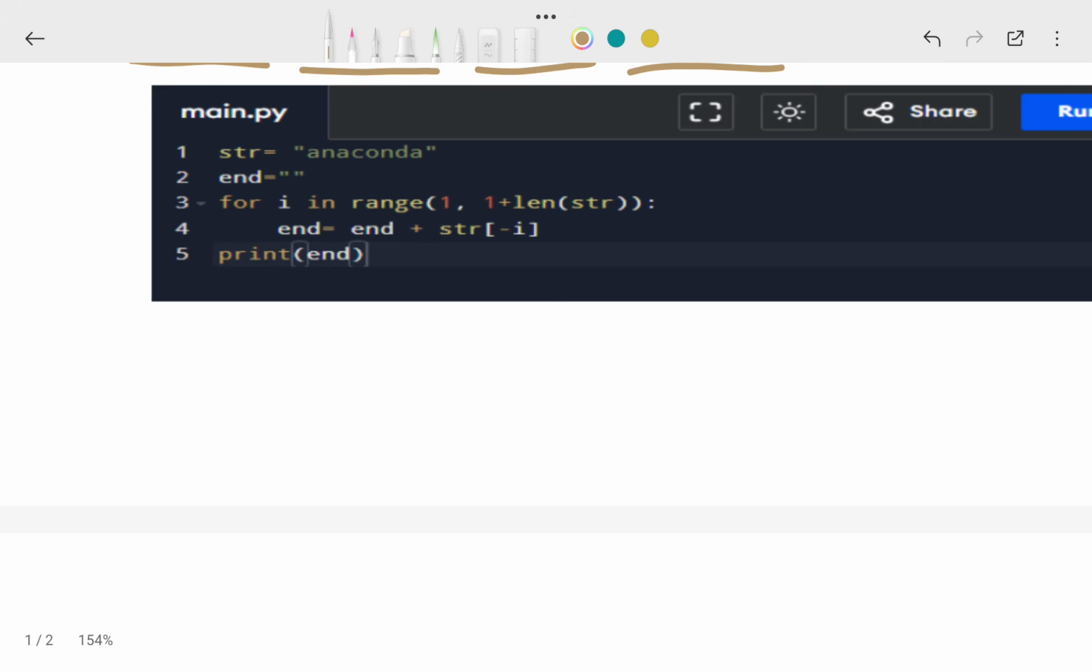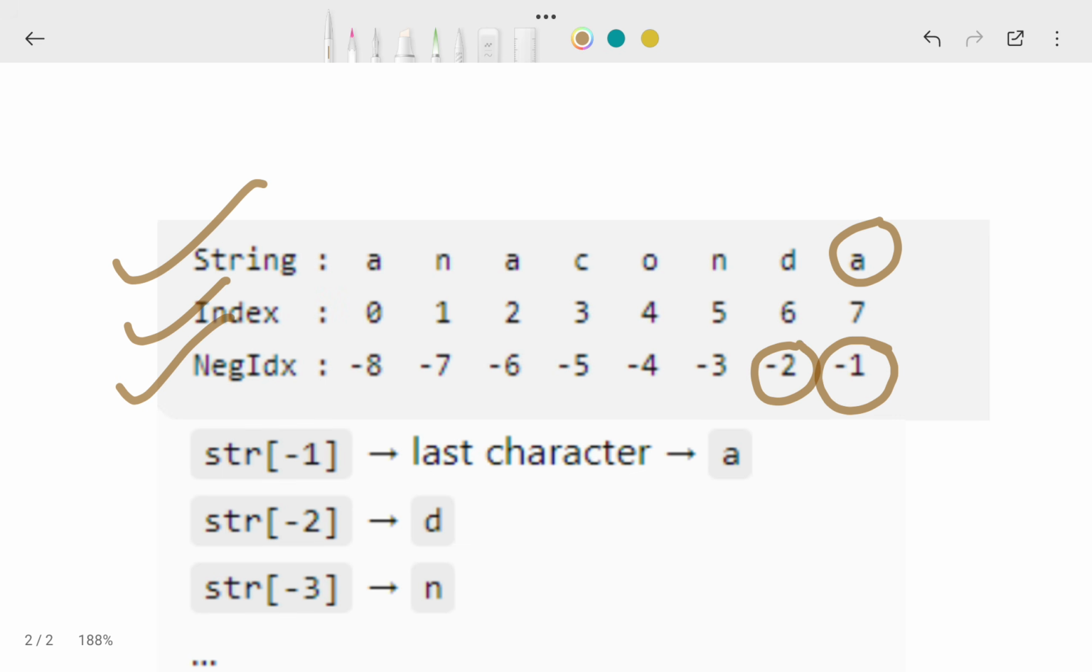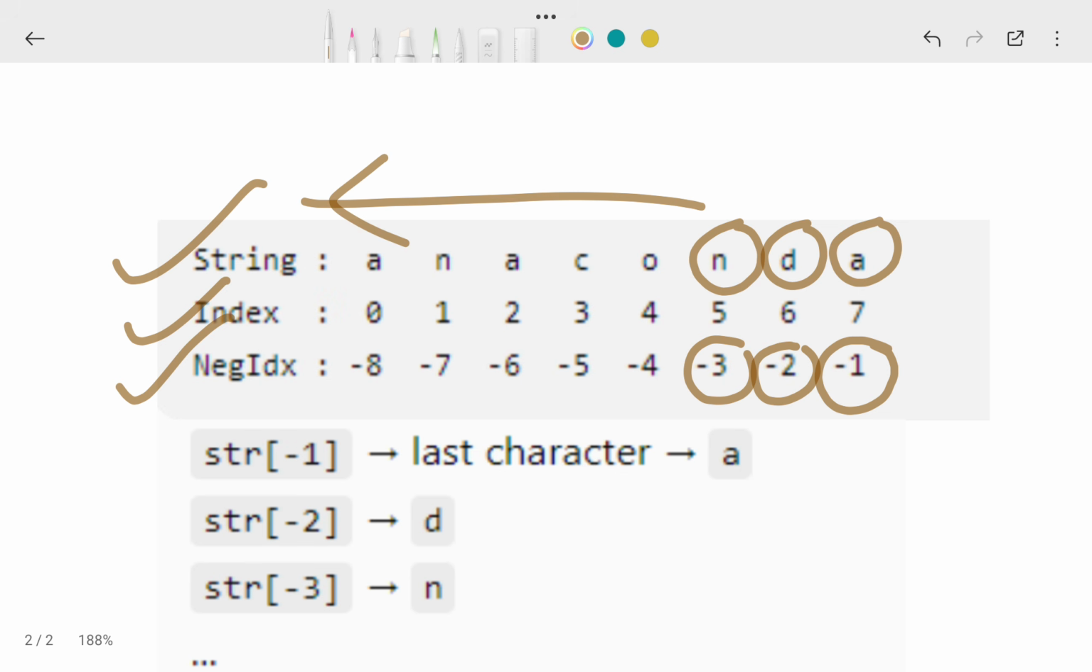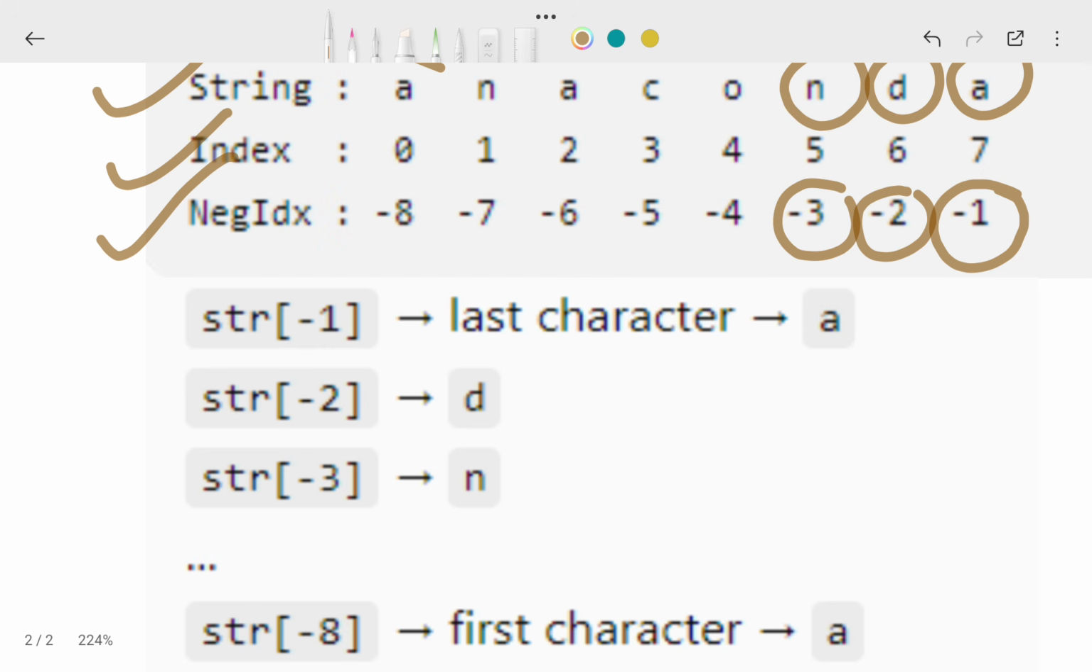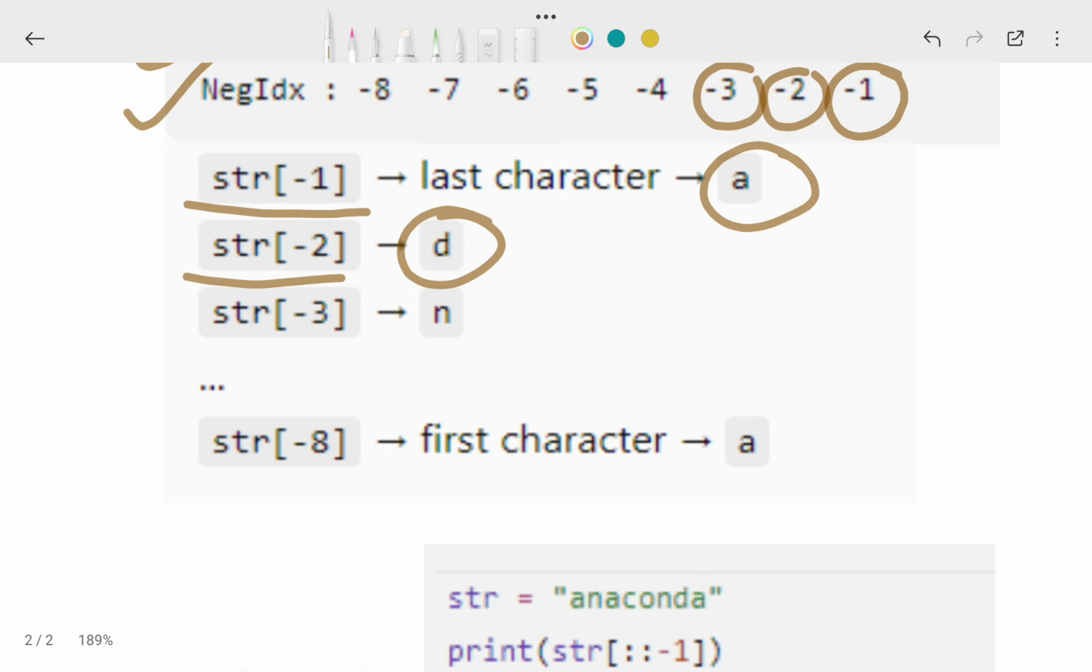So what is the meaning of this code actually? If you see the meaning of the code, the string is this, the index is this, you already know. Negative index means -1 indicates the last one, -2 indicates the second last, -3 and so on, one by one I am coming here. That is the meaning of negative index. So str[-1] means I am printing the last character. str[-2] means I am printing the second last character. Like this I am printing all the values.